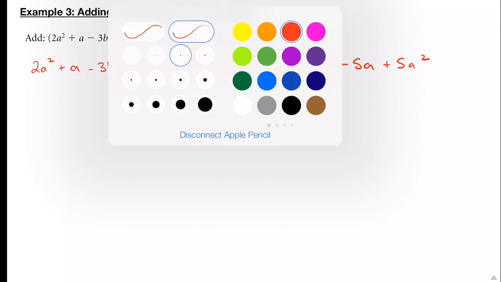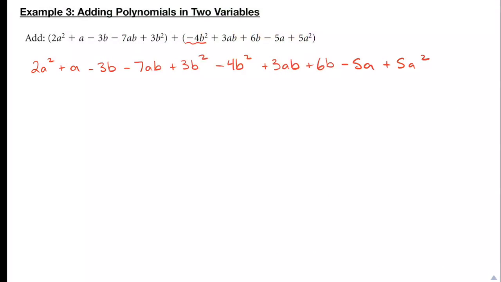All right, so I'm going to start off with my a's because my a's come before my b's, and I'm going to start off with my squareds because those come first. So I'm going to find all my a squareds. I have 2 of them right here. So that means I have 2a squared plus 5a squared. Then I'm going to find all my a's. There's an a right there, and here's an a right there. So it's plus a, and I have to include my negative 5 because this whole term is negative 5a.